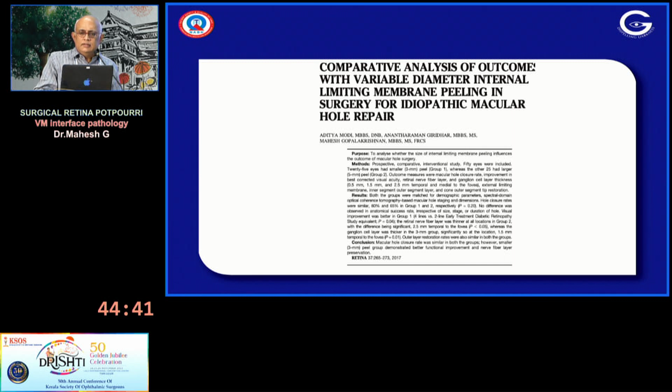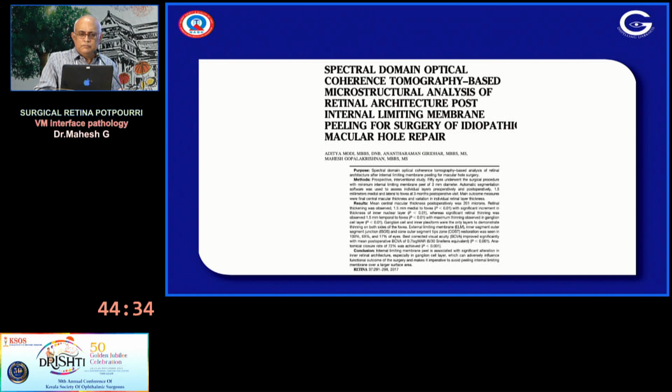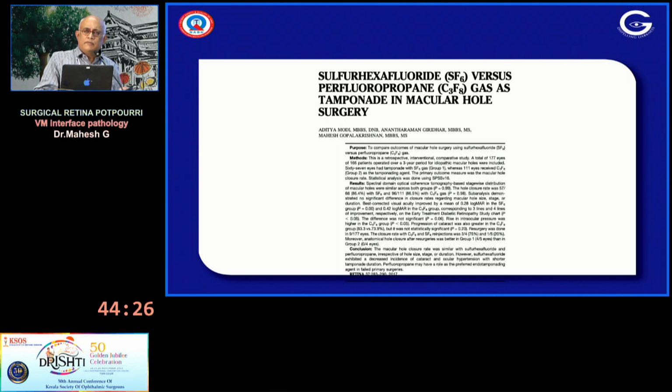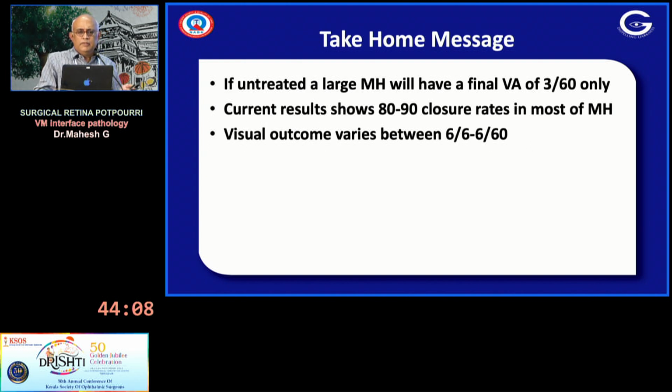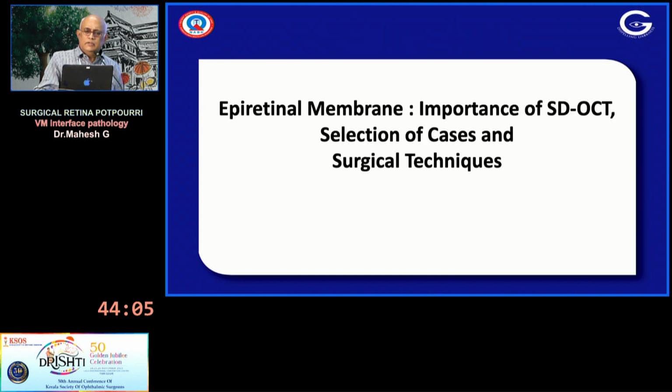Then comparative analysis, internal limiting membrane: too much peeling is not needed. A small area around the hole is enough, so that is another study published by us. Then a lot of unnecessary ILM peeling also will cause microcystic changes and damage in the retina. Sulfur hexafluoride and C3F8 don't have any difference in macular hole. So these are some of the considerations that were published by us in Retina. Other developments I told, inverted ILM flap and stuffing, etc. But the evidence is confined to case series only. So any macular hole can be treated other than the few I told.